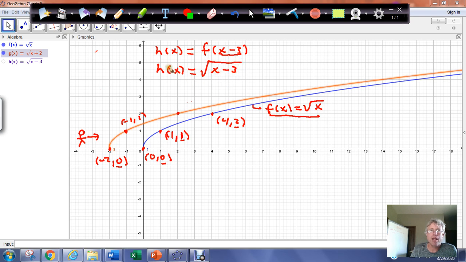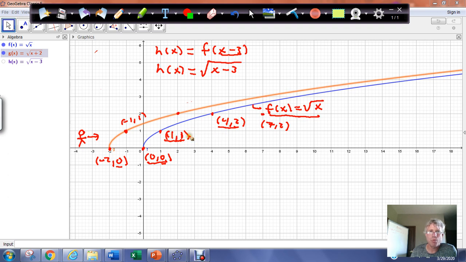So I need to graph h of x, and all I need to do is take these nice lattice points on the toolbox function and shift them 3 units to the right. So 4, 2 is going to shift over. I'm adding 3 to 4 because I'm shifting 3 units to the right. So I start here, 1, 2, 3. That's going to wind up at the point 7, 2. The point 1, 1 shifts over 1, 2, 3.